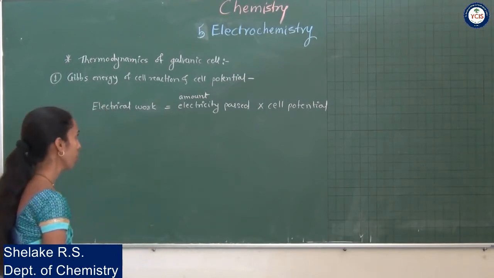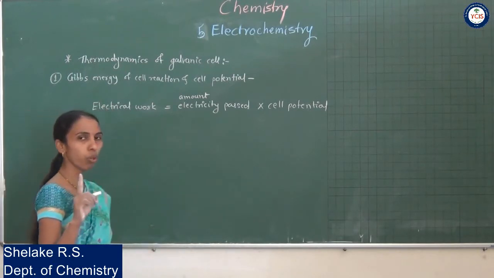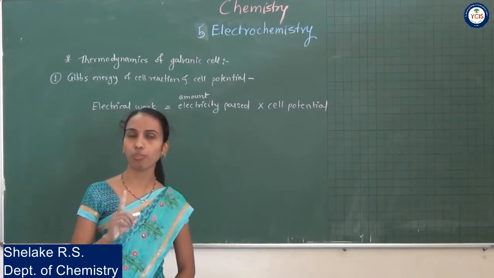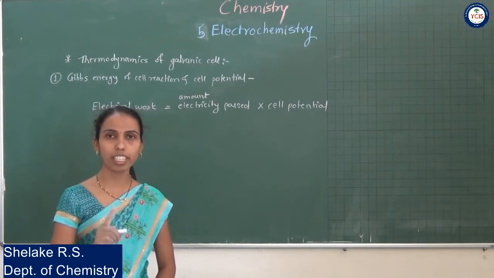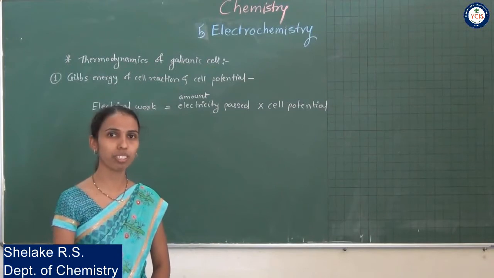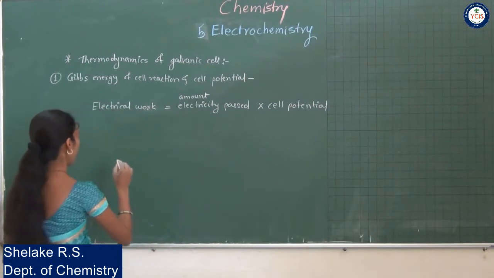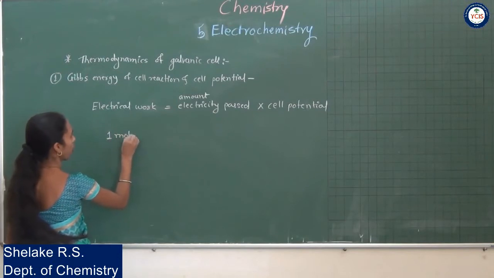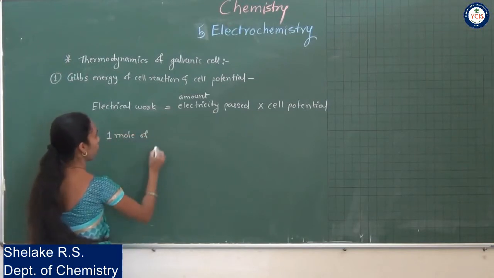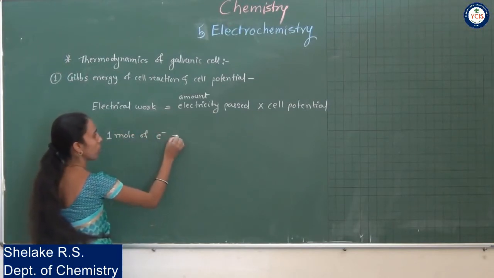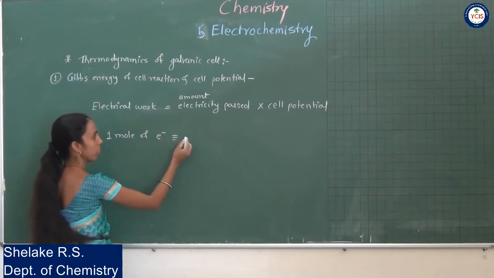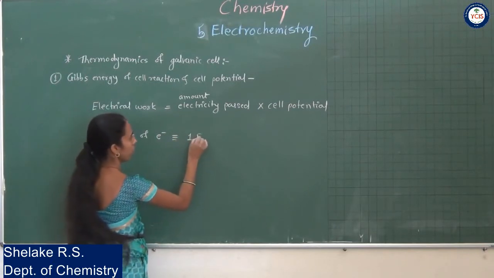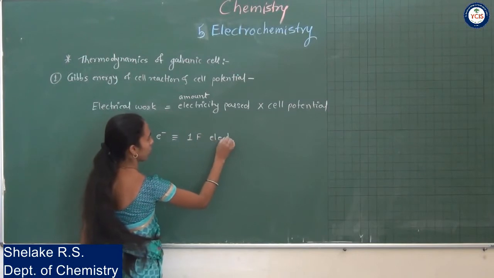Now see here, for 1 mole of electron, the electricity or the charge passed through the cell is nothing but 1 farad. Okay, see here I write, for 1 mole of electron, 1 mole of electron is nothing but 1 farad electricity.